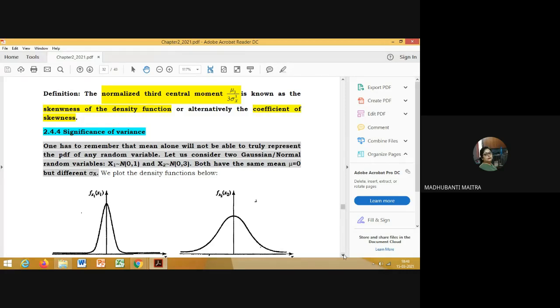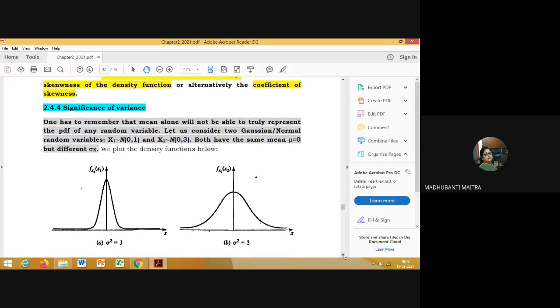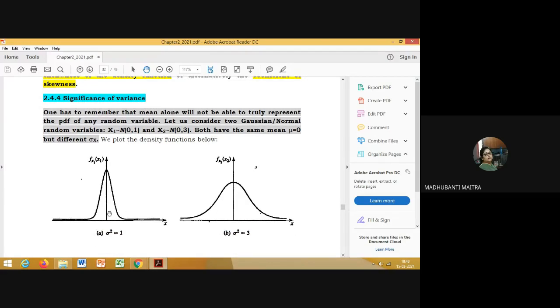Now, what is the significance of variance? I guess you know that. Let us consider two distributions. Actually, these are two normal distributions or two zero-mean Gaussian distributions, and the random variables have been specified over here.